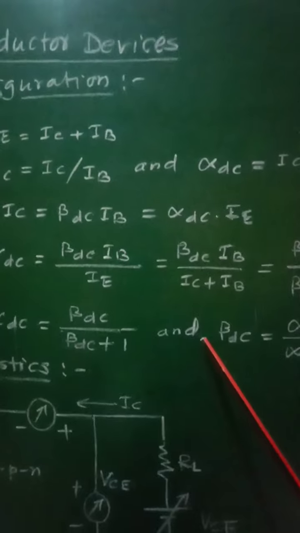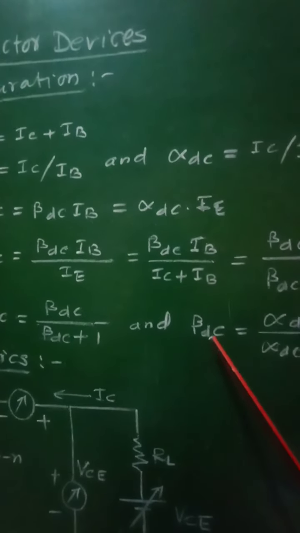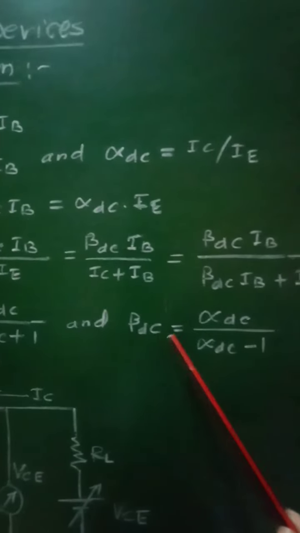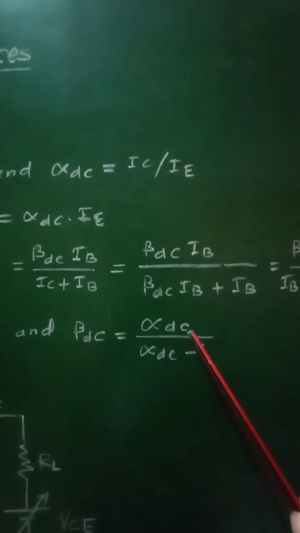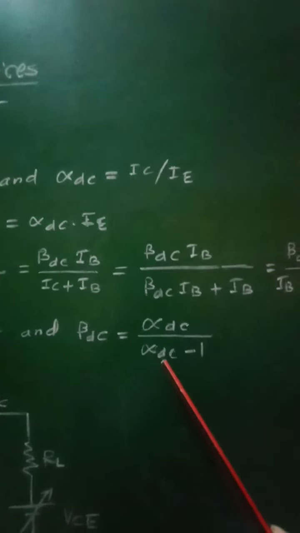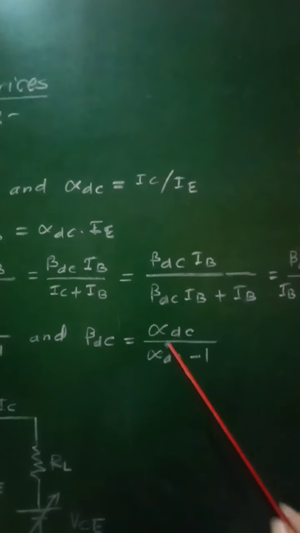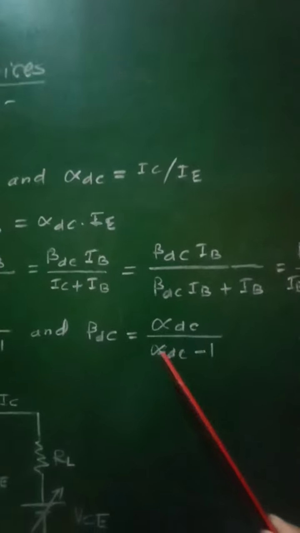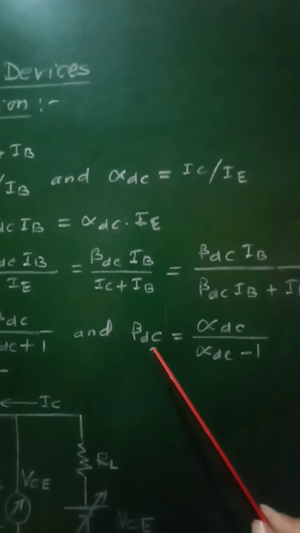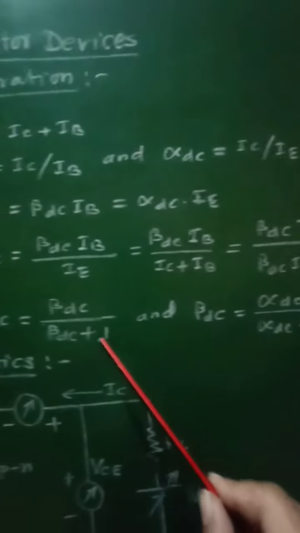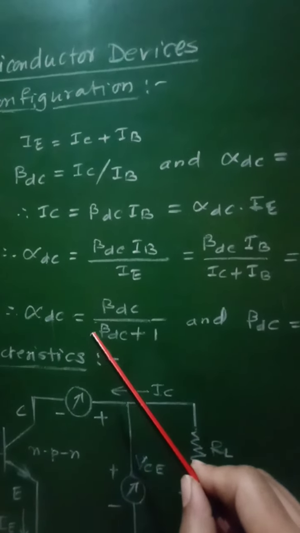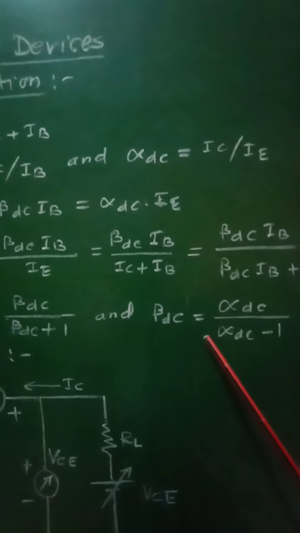Similarly, beta DC we will get by solving the above equations again. We will get beta DC equal to alpha DC upon alpha DC minus 1, that will be the value of beta DC. So in this way the two current gains, that is alpha DC and beta DC, will be given.